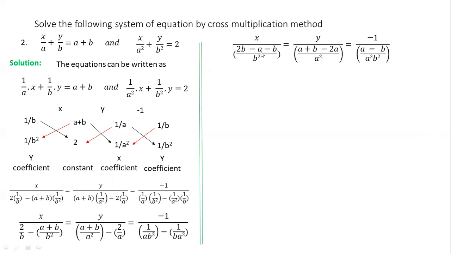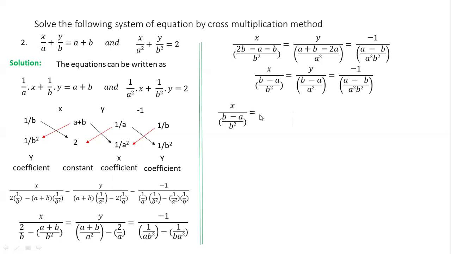So because 2B minus B is only one B, it is B minus A upon B square. This is A minus 2A is minus A. So B minus A upon A square is equal to minus 1 upon A minus B upon A square B square. Equate the first and the last.